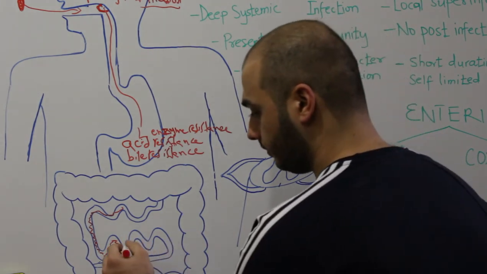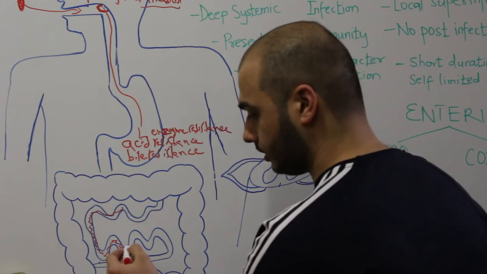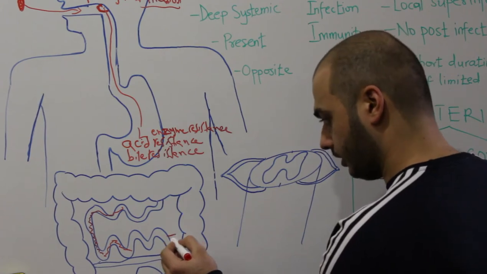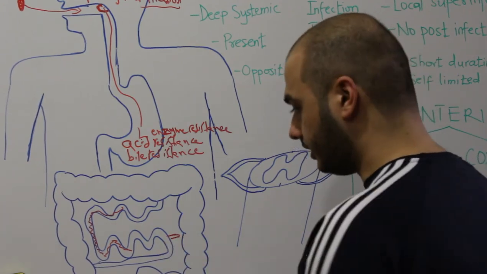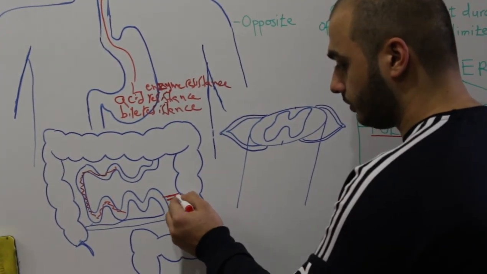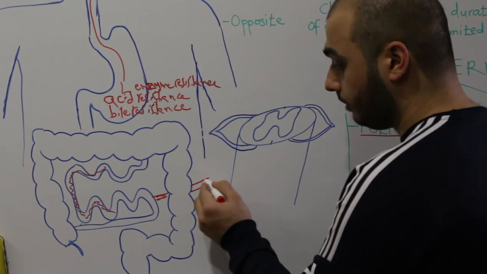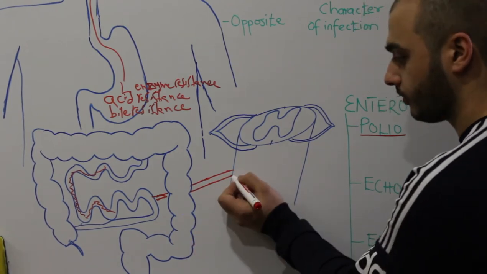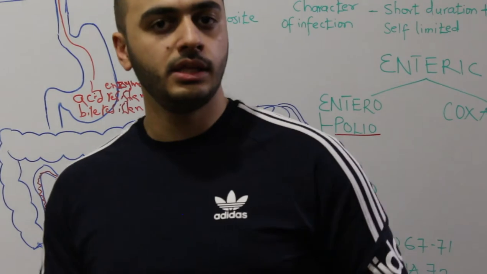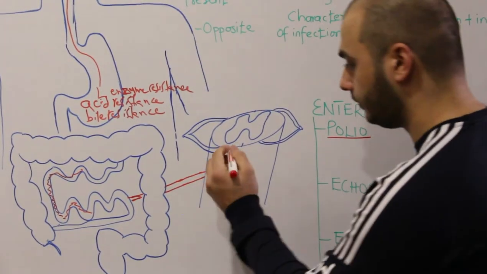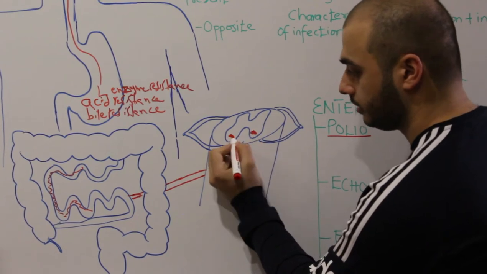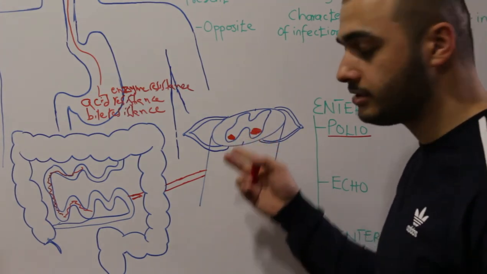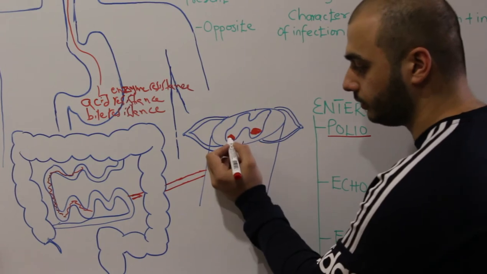We know that the intestine is rich with lymphatic tissues, and through these lymphatic tissues the virus finally will travel to the blood. We know that the lymphatic drainage finally ends in the blood, and so the virus will go through the hematogenous route to the spinal cord. And there in the spinal cord, poliovirus makes paralysis because it loves to infect the anterior horn cells, the motor cells of the anterior horn.